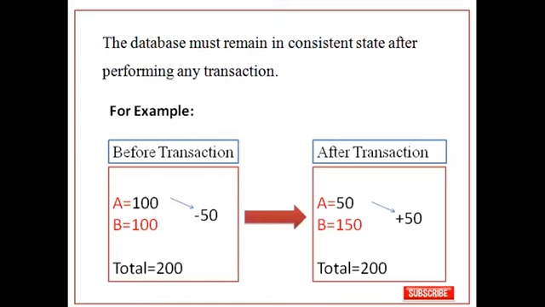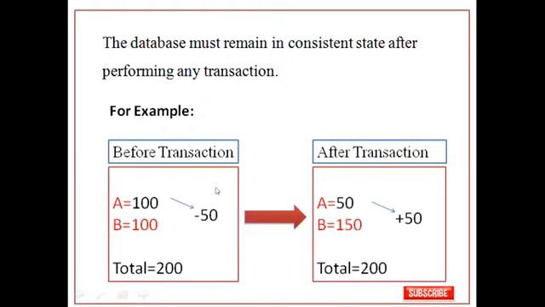Now in account B, after the transaction, B is equal to 150. Before it was $100. Now I transferred $50 from account A to account B, so now B is updated with $150.